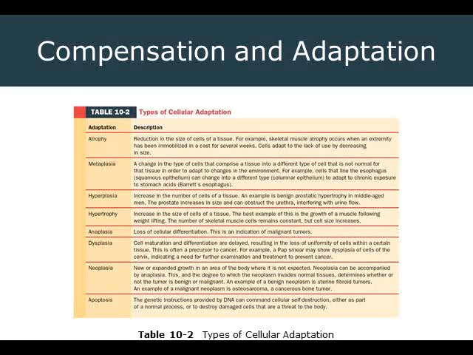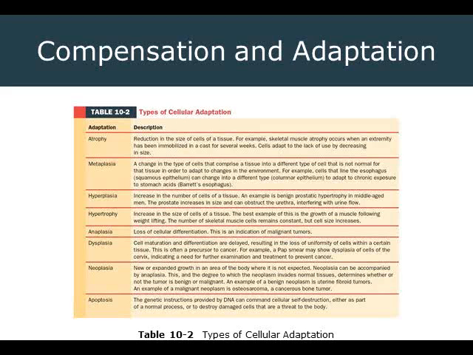It's a loss of cellular differentiation. This is an indication of malignant tumors. So the cells stop having different structures and different functions. They kind of become more or less zombie cells. And this is an indication that they potentially have cancer.